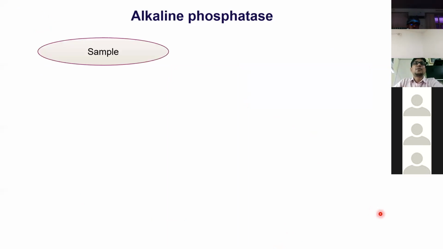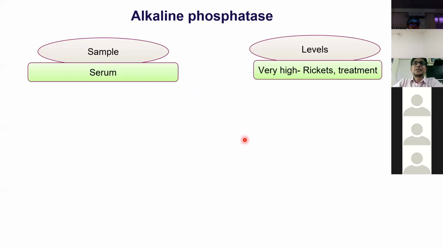Now when we talk about alkaline phosphatase, we take the serum sample, and it is important because alkaline phosphatase is the marker of bone formation. So whenever there are conditions of rickets, or the patient of rickets is undergoing treatment, the alkaline phosphatase level will be very high.